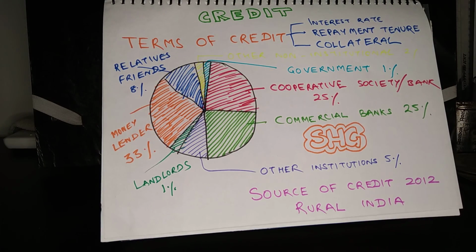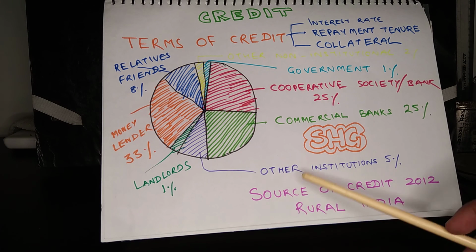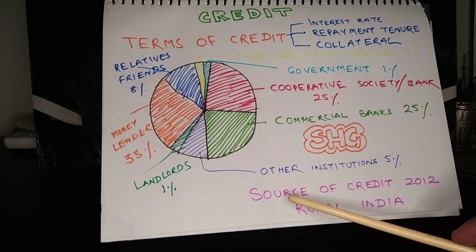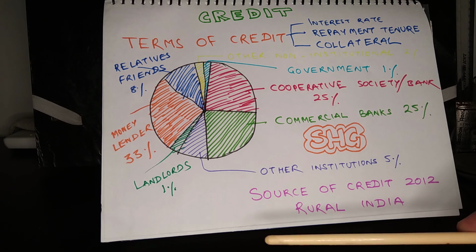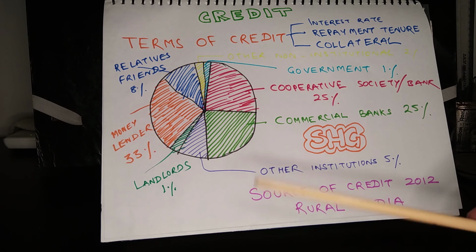To sum up, I talked about the barter system, then about money and its different forms, then about credit and the terms of credit. At the end, I talked about self-help groups.